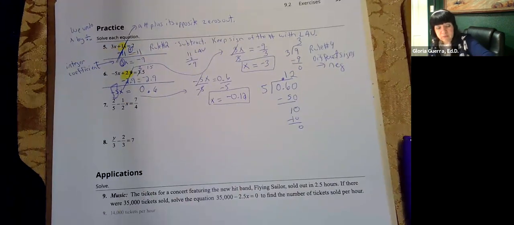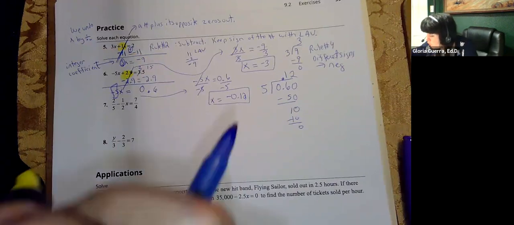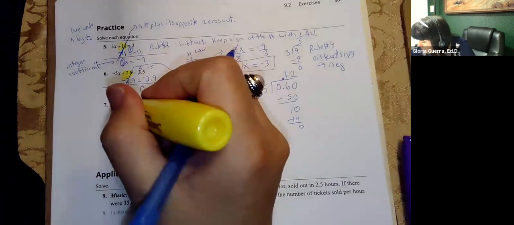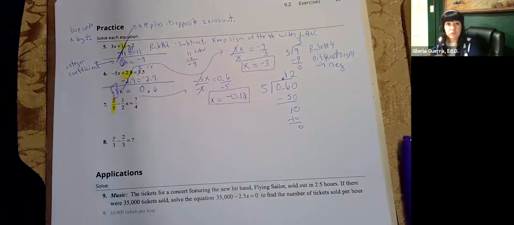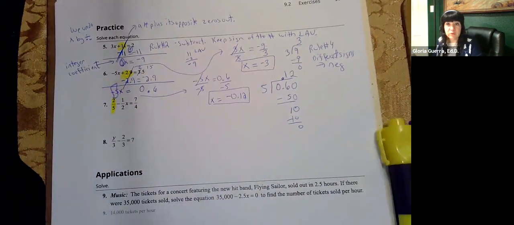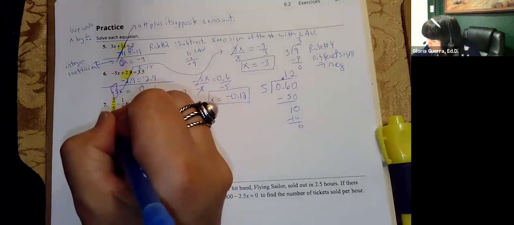Okay, and number 7, you have fractions. But still, similarly, I would concentrate first on moving the 2/5. It's in front of the variable x. And so I would move 2/5.